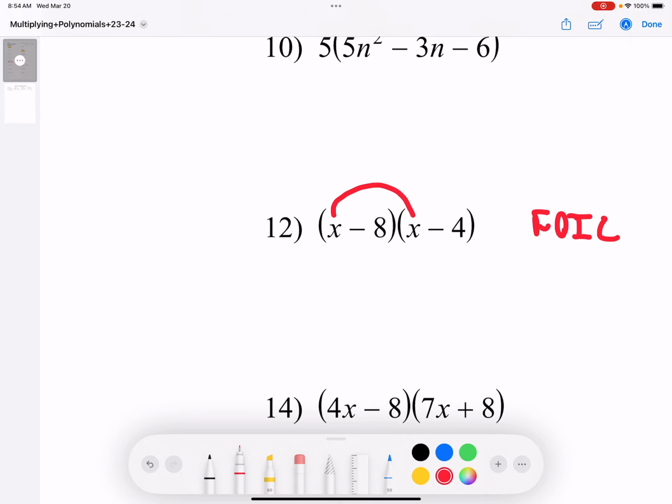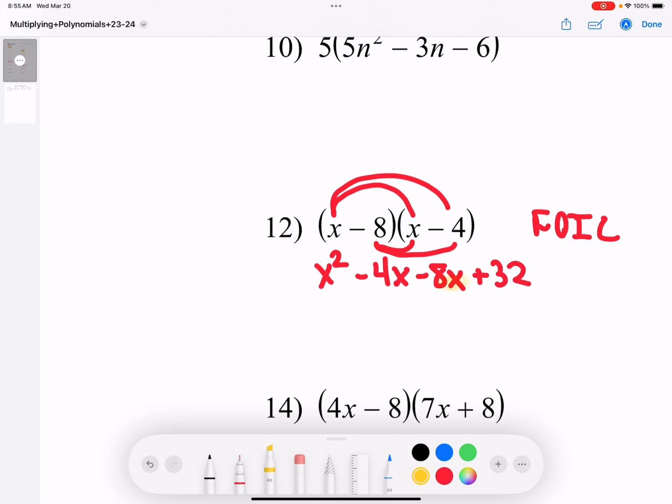So you do x times x, that's your first, that's x squared. X times negative 4 is negative 4x. So the first was x times x. Outside was x times negative 4. Then you do inside, negative 8 times x is negative 8x. And then you do the last, negative 8 times negative 4 is positive 32.